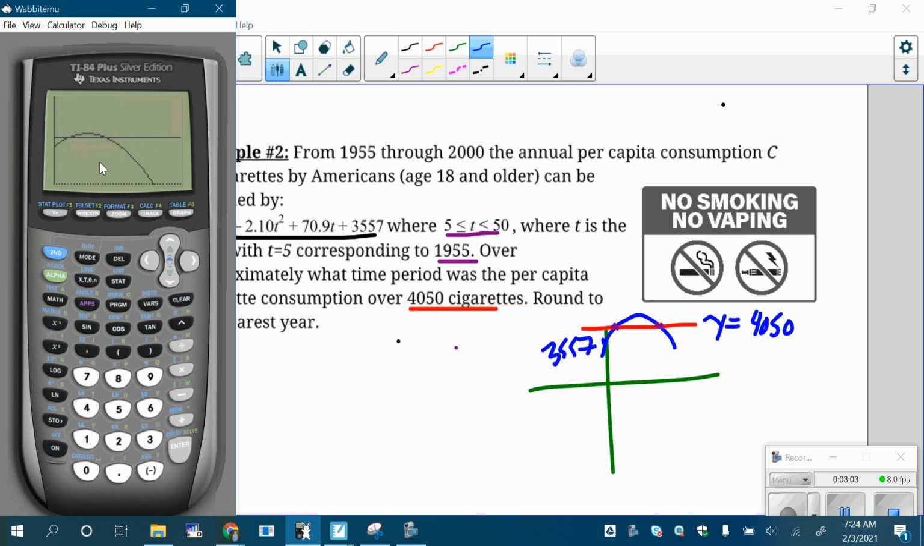I need to find this point and this point. These are intersection points. So I'm going to go second calc intersect. I'm going to find this one first. Go over to near it, hit enter, hit enter, hit enter. It tells you the first intersection point. I just care about the time, the year, so I'm just looking at the x. 9.795.